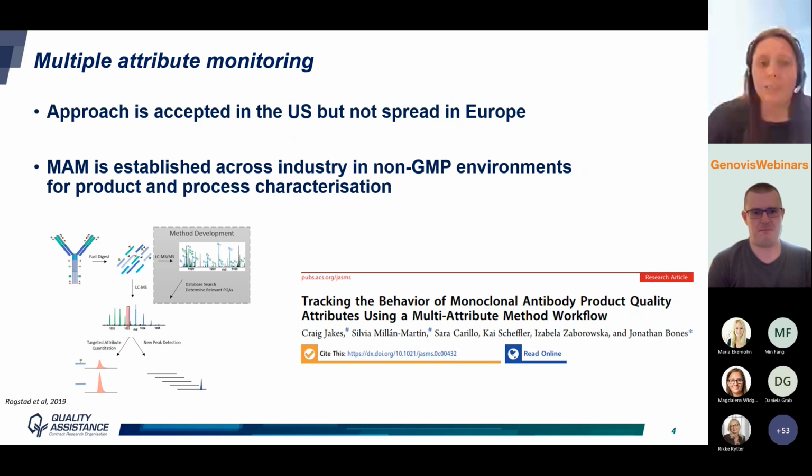Then in a routine setup, we would do the same sample preparation with the trypsin digestion, but the samples would only be analyzed by LC-MS. And with a targeted identification on the peptides which have been defined as critical quality attributes. In parallel to the targeted approach and the quantification, we could also do a new peak detection.